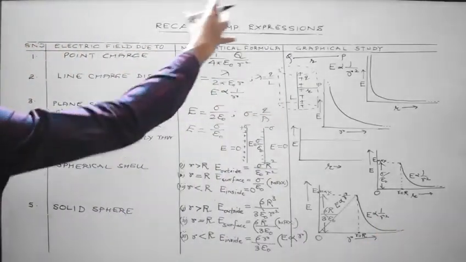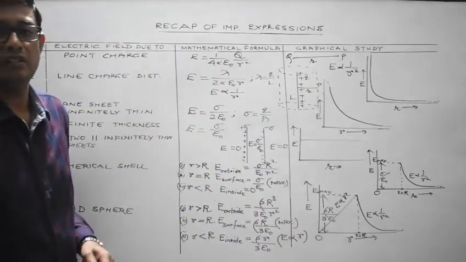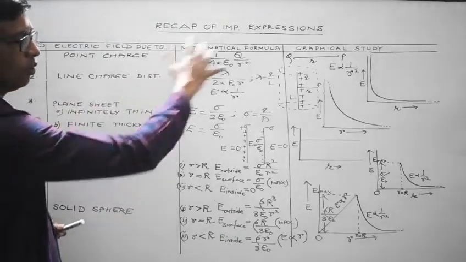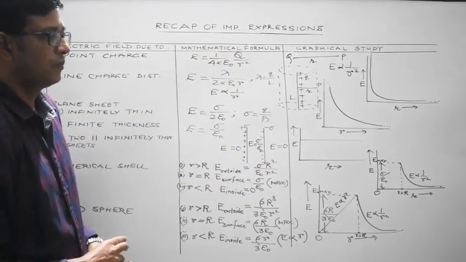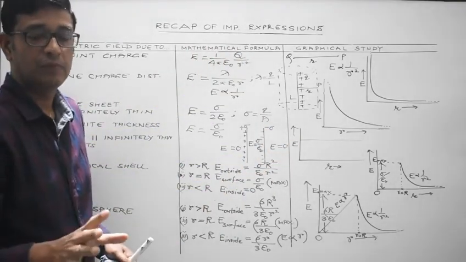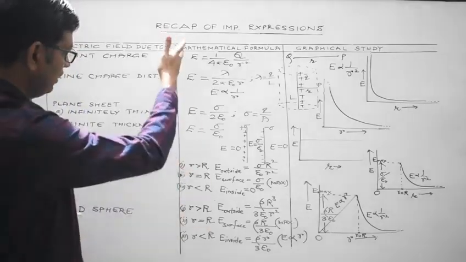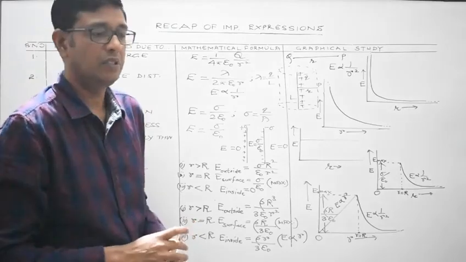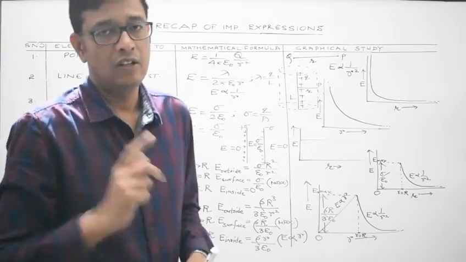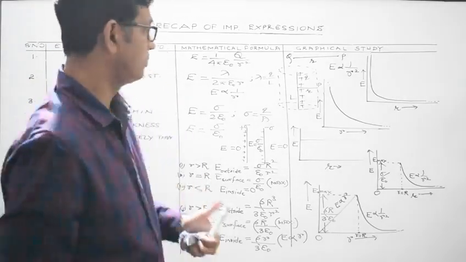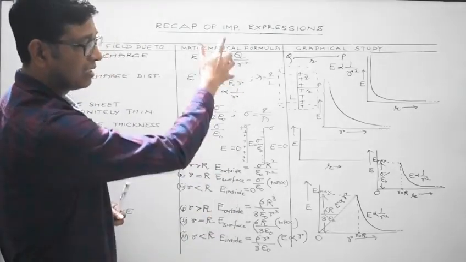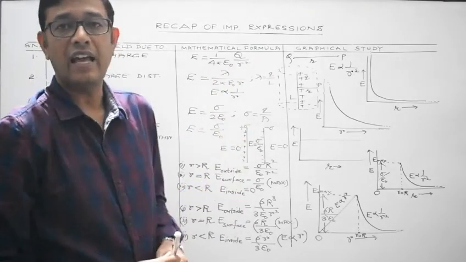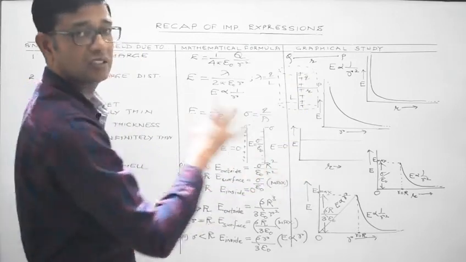So these are some very, very important results. Do recap all these formulas, and it's a certainty that in the board examinations, out of these 4 or 5 articles, one article is definitely asked. It can be either of 3 marks category or 5 marks category. So students, please do these articles and try to remember the results as well, along with the graphical study, right?